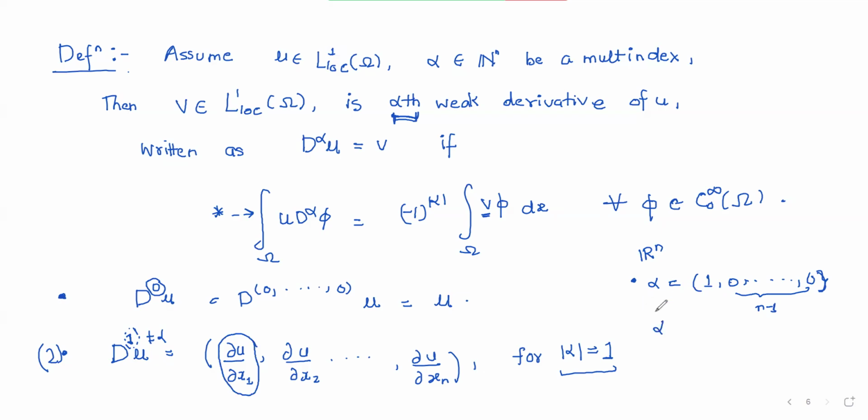Now if alpha is 0, 1, 0, then I calculated my weak derivative by this star, and I call that du by dx2. So here each function is a weak derivative, and I call the collection of these functions, or the vector notation of this weak derivative, the weak gradient.